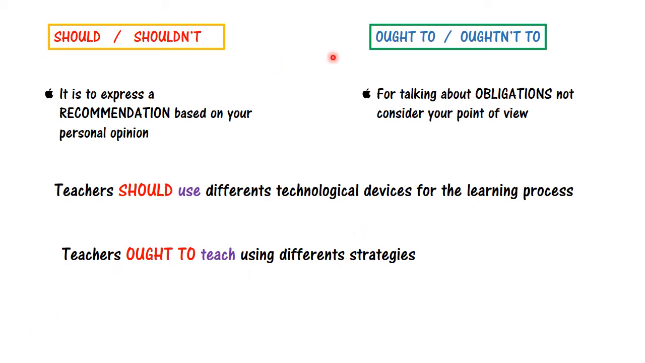On the other hand, we have the ought to, and the negative form is ought not to, okay? And in this case, it's for talking about obligations, not considering your point of view. Therefore, when you use should, you can take the recommendation or not. But if I say ought to, you have to do it. Okay? It's not an option.